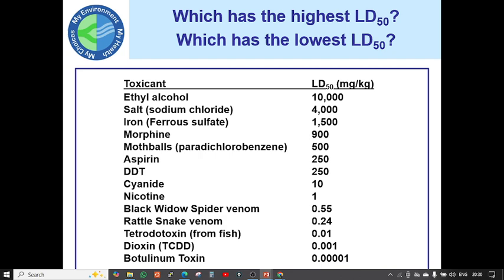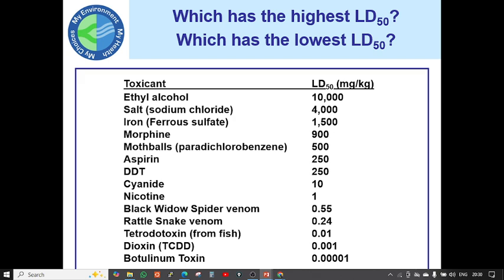So this is also a very serious effect. Then iron, ferrous sulfate, that is 1500 mg. Morphine is 900 mg per kg. What is morphine? Morphine is one kind of drug, like cocaine and heroin, that some people are taking, mostly opium. So you have heard those words.